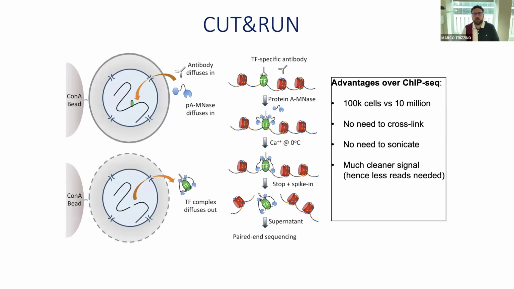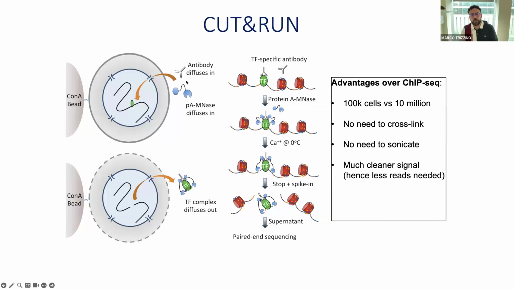So CUT&RUN, instead of using cross-linking of the DNA and transcription factors together, just works in native, normal conditions, and it uses a protein called MNase, which is able to diffuse in the cells. And MNase is like a scissor. What MNase does is cut and chew DNA. And what we use is an MNase which is fused with protein A, which is a protein that can bind with the antibody.